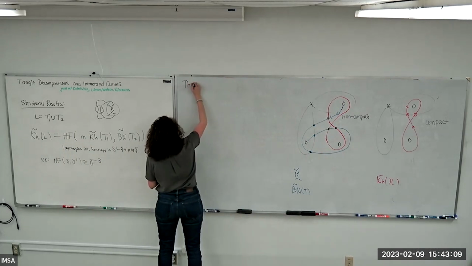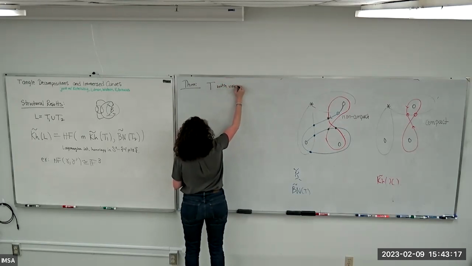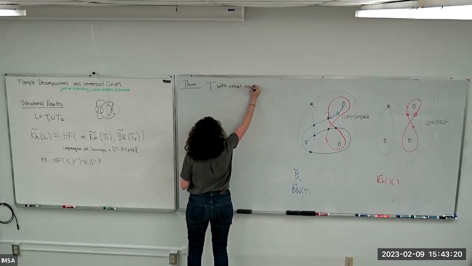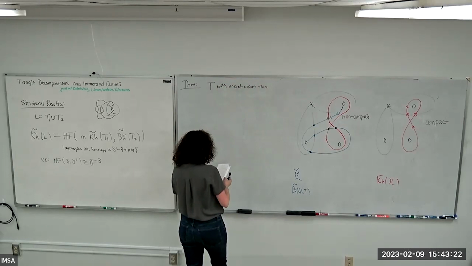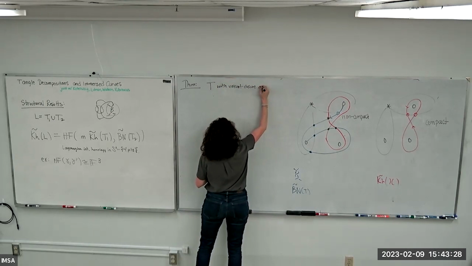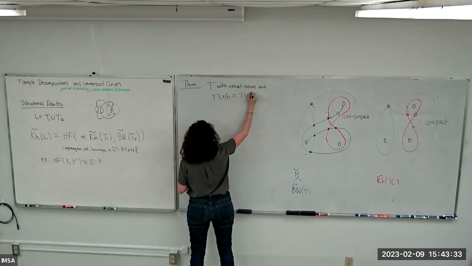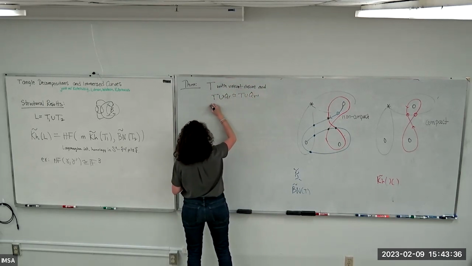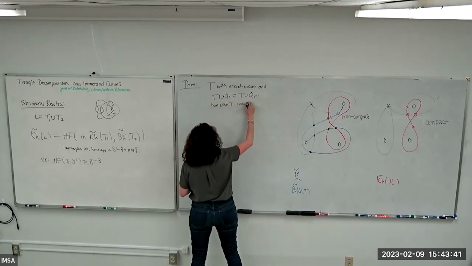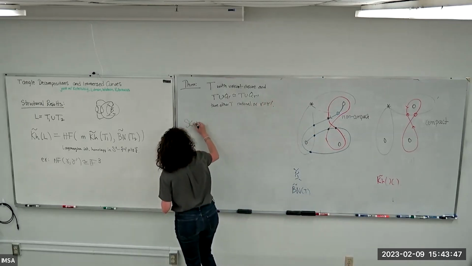So the theorem statement was that if you have a tangle with a knot closure, then if T union QR is isotopic to T union QR prime, then either T is rational or R is equal to R prime. Okay, so here's a sketch of how that would work.